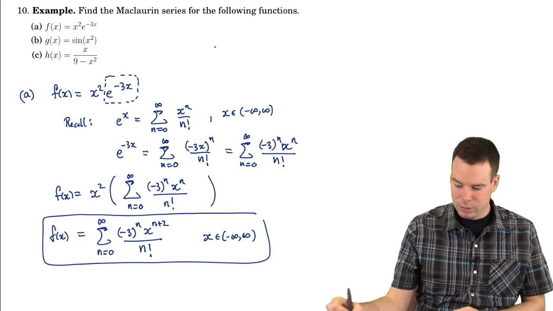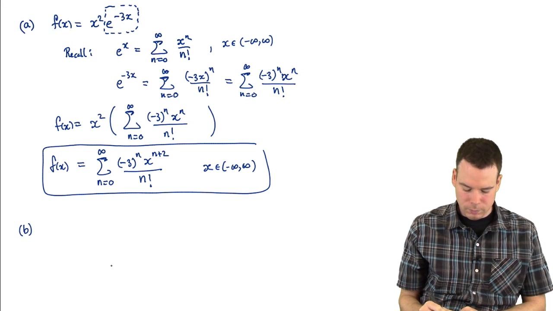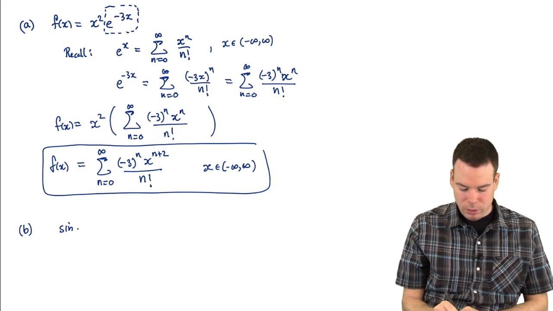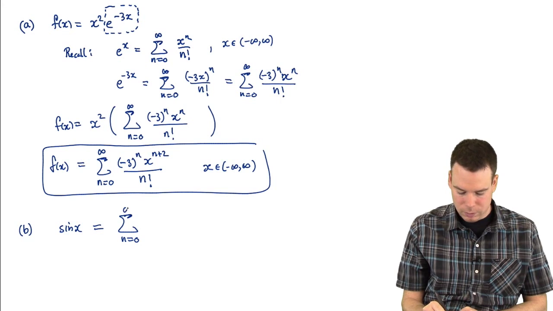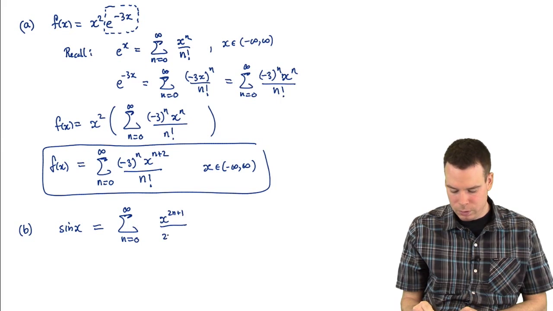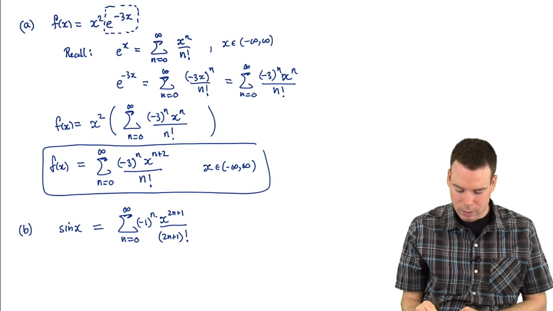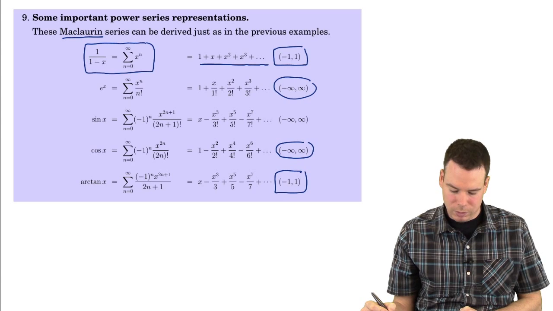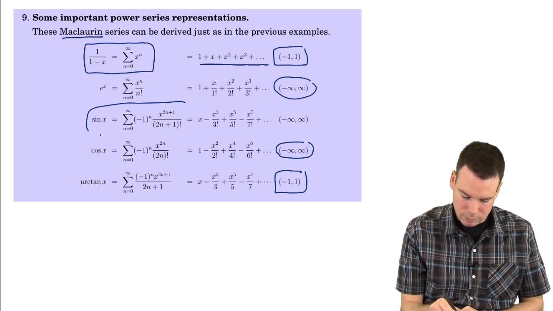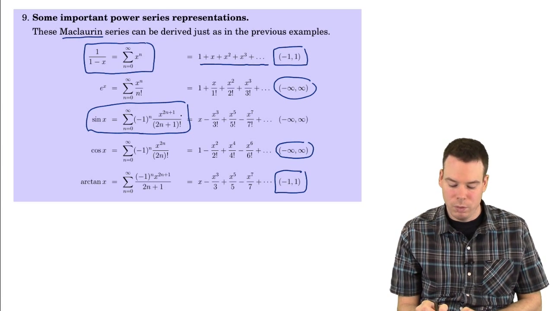So how about the next one, sine of x squared? So we recall again that we know sine of x. Sine of x is the sum from n equals 0 to infinity of negative 1 to the n, x to the 2n plus 1 all over 2n plus 1 factorial. So that's our sine of x. It's exactly what was written here. Okay, and it is worth knowing this one. Know this one. Exactly as I did on the last page, be able to write it down.